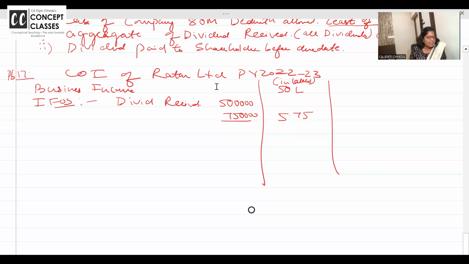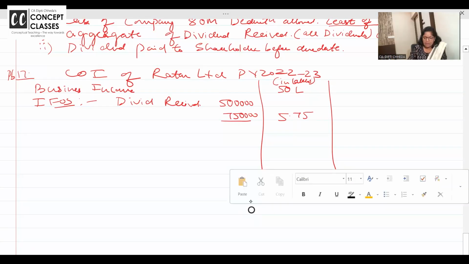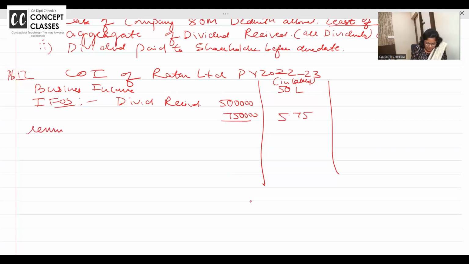And what else, the expenses paid? Brokerage is paid. Remuneration, you can write here or note separately. Remuneration paid is not allowed to be deducted. It will definitely not be deducted. So now what is the gross total income? 55 lakh 75,000.